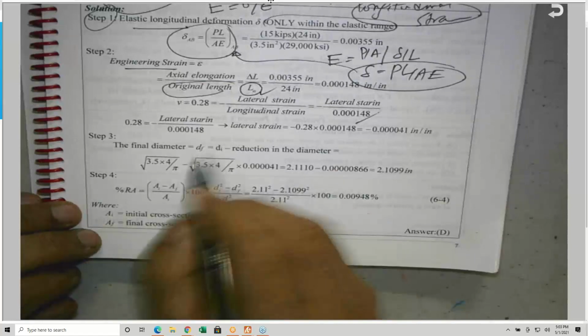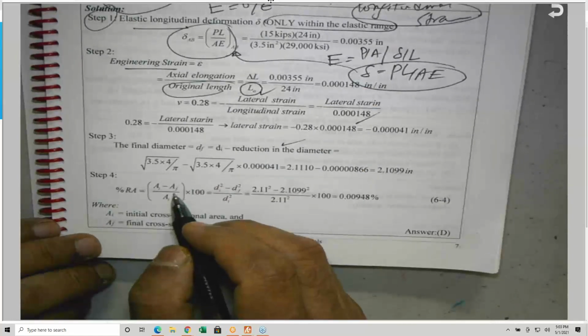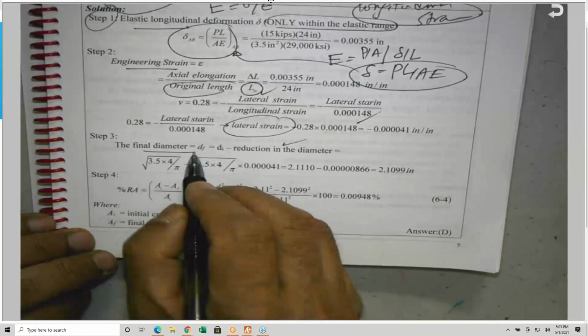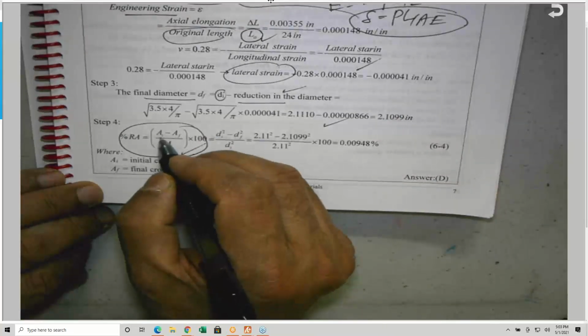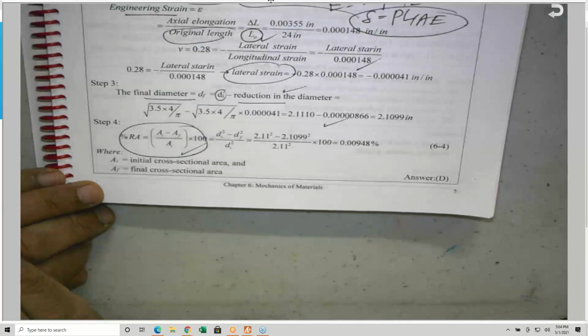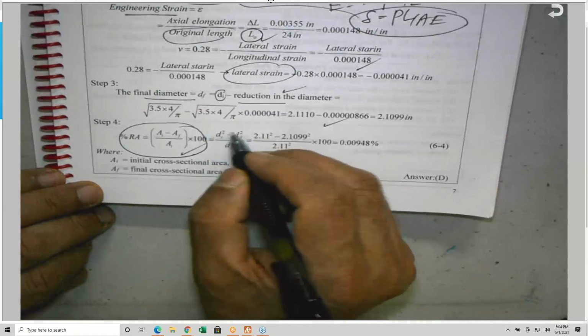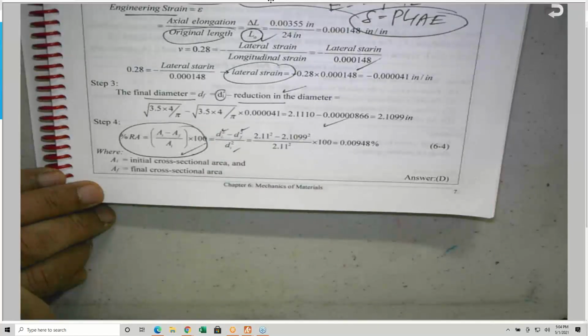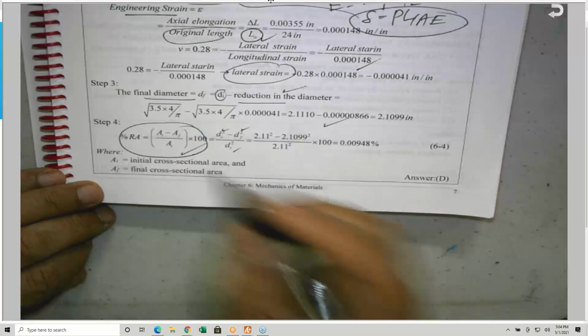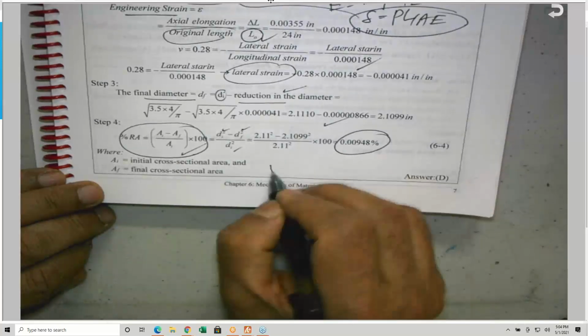So we plug it in, and we can solve for the lateral strain, and the final diameter is equal to the original diameter minus the reduction in the diameter. So we can plug it here, and after that we apply the equation, which is given: the percent reduction in area is equal to the initial area minus the final area divided by the initial area, which we can express in terms of the diameter, because we can take the pi outside, by d square over 4. We can factor it out, as you know, and we ended with this. So it's a very good problem.